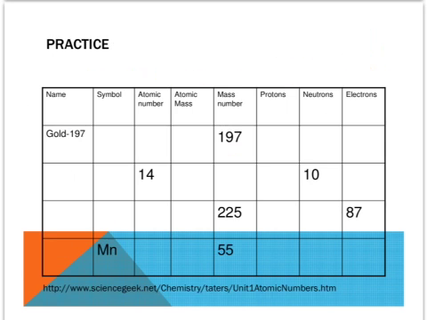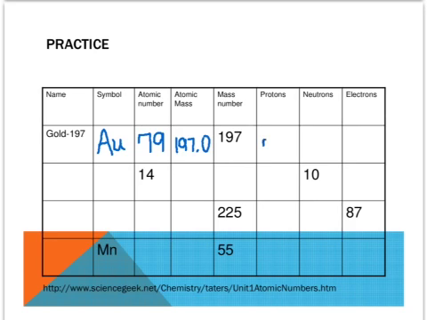Okay, so moving on to your periodic table or your PowerPoint, we have the same thing. We have gold. It's gold 197. That means we're talking about a specific atom of gold, and it's got a mass of 197. The symbol for gold is Au. So you find gold on the periodic table, and we find that the atomic number is 79. The atomic mass is 197.0. In this case, the atomic mass and the mass number are close to the same thing.